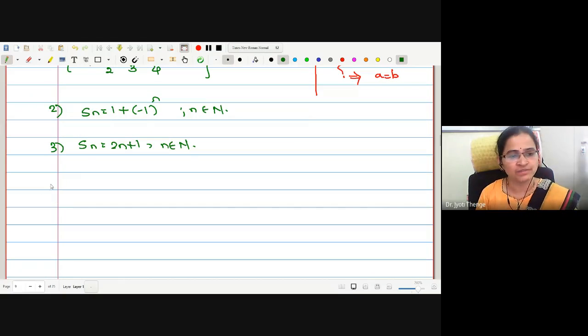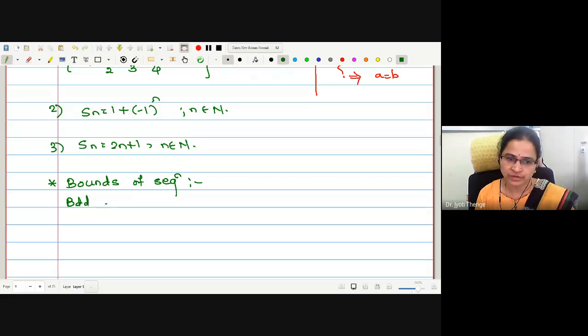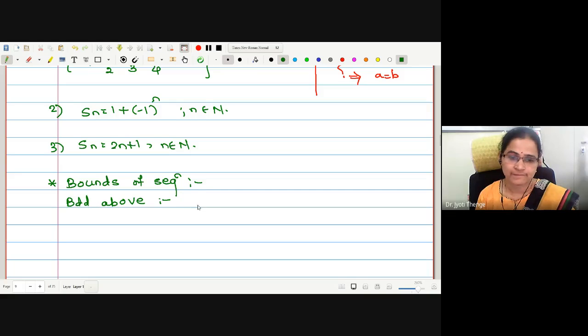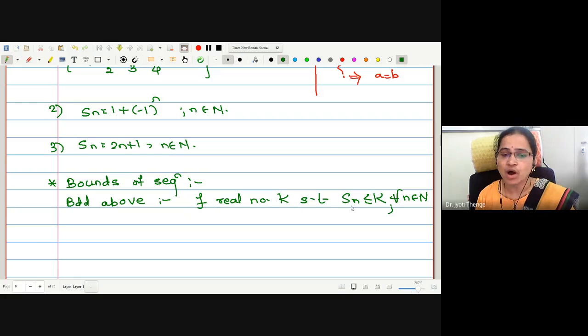Let me try to define bounds of the sequence. A sequence is said to be bounded above or bounded below. Can anyone define when we say that the sequence is bounded above? When an upper limit exists. There exists a real number capital K such that Sn is less than or equal to K for all n in N. For all the elements of the sequence, this K works as an upper bound, and the sequence is said to be bounded above.